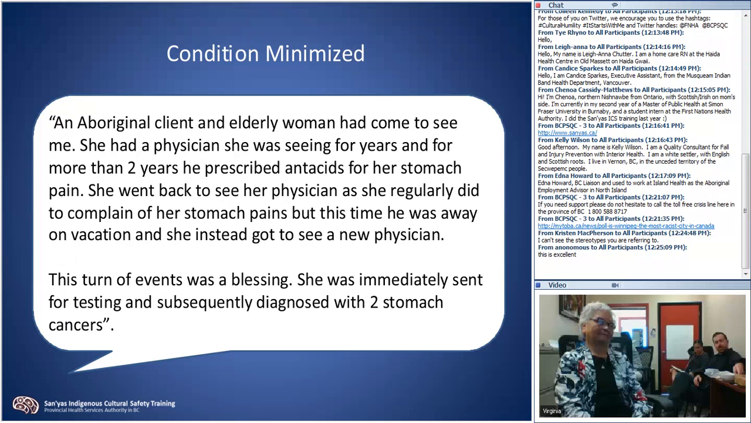And what conditions are minimized? Here's another example of how providers often minimize the severity of Indigenous people's health conditions. An Aboriginal client, an elderly woman, had come to see me.